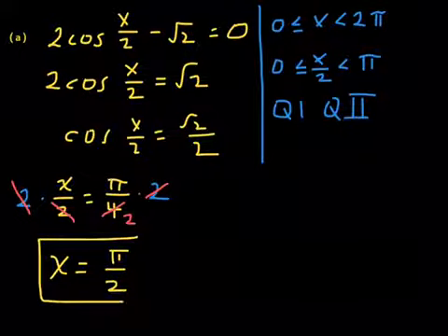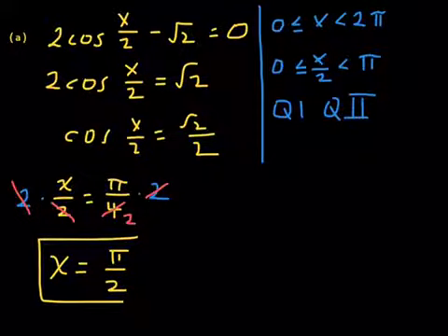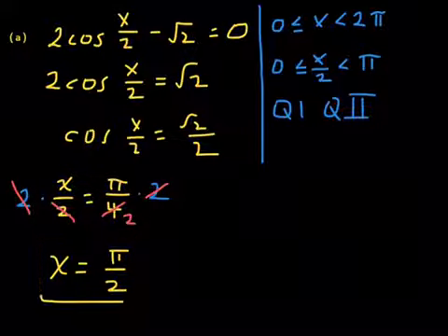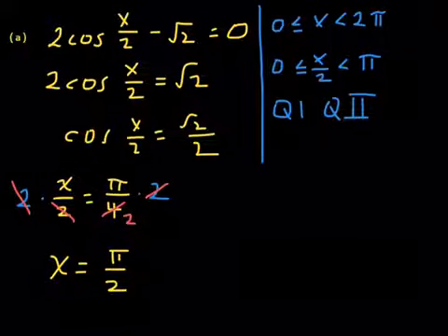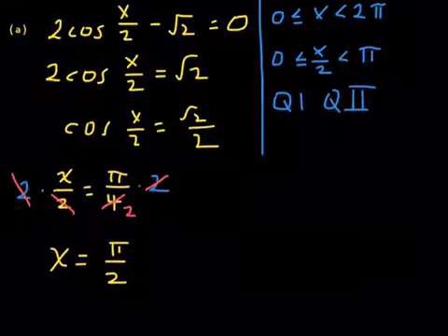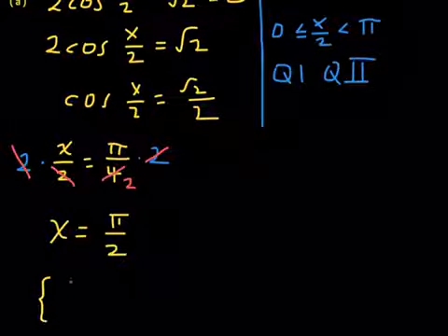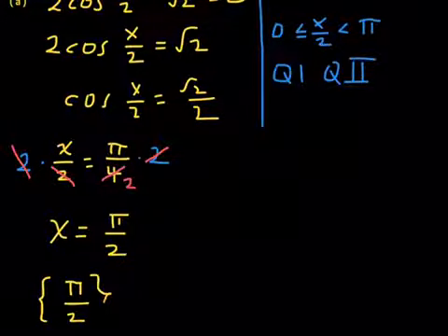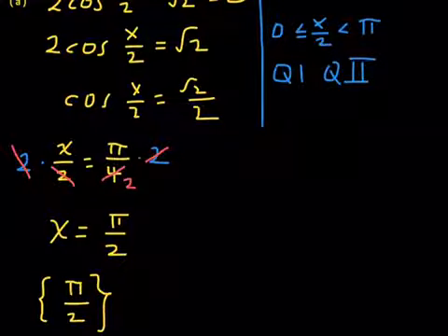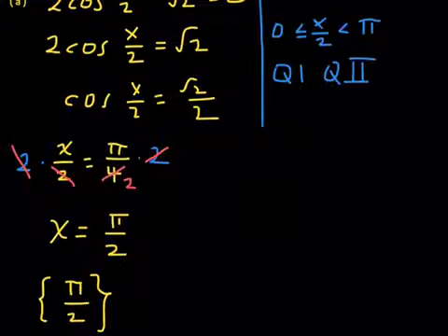Oh, you know what we should do? We should be a little more formal with our final solution. What I mean by that is let's use set notation. That would be really good. Set notation just means use braces. So our set of solutions is just pi over 2, and you can close your set. That's better than just boxing x equal to pi over 2.